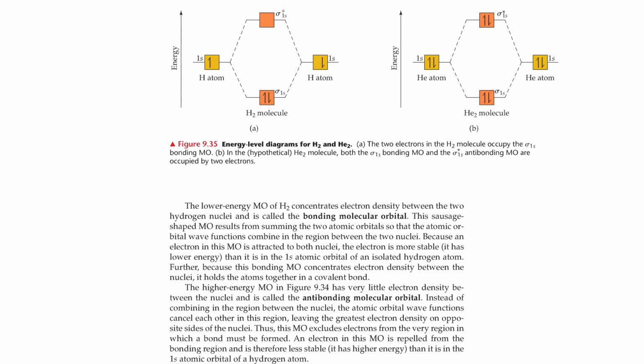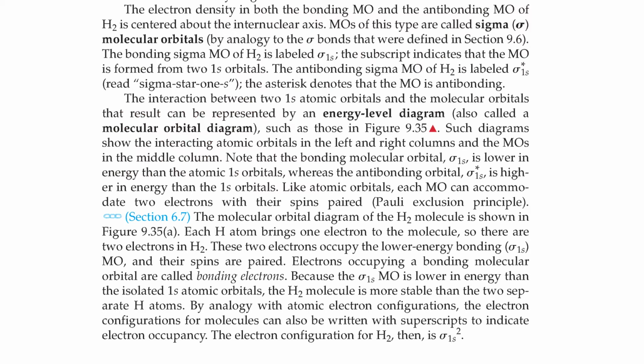It has a higher energy than it is in the first 1s atomic orbital of a hydrogen atom. Figure 9.35, energy level diagrams for hydrogen and helium. A. The 2 electrons in the hydrogen molecule occupy the sigma 1s bonding molecular orbital. B. In the hypothetical helium-2 molecule, both the sigma 1s bonding molecular orbital and the sigma star 1s antibonding molecular orbital are occupied by 2 electrons.